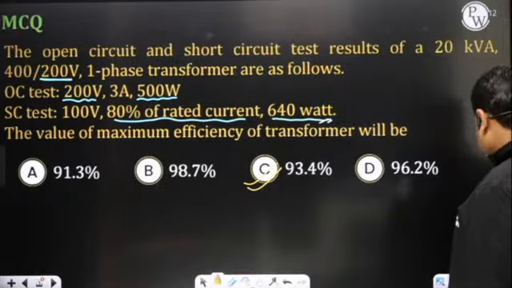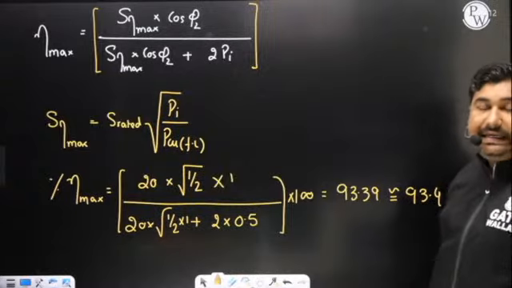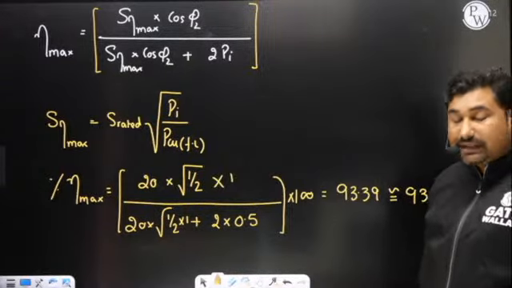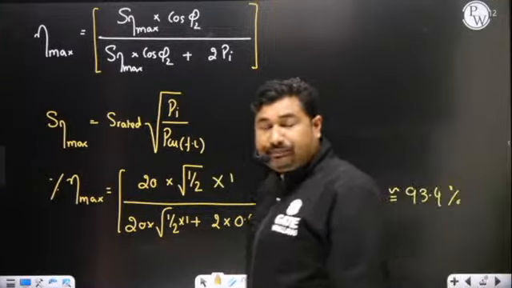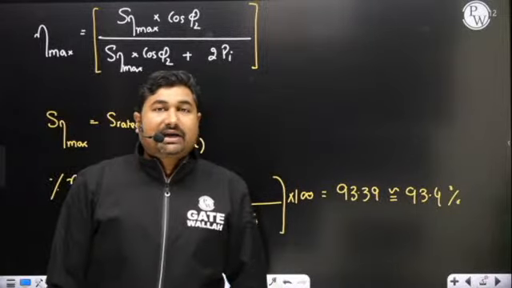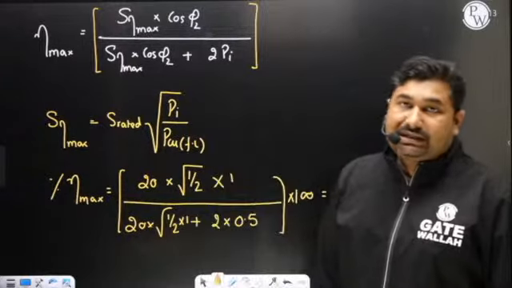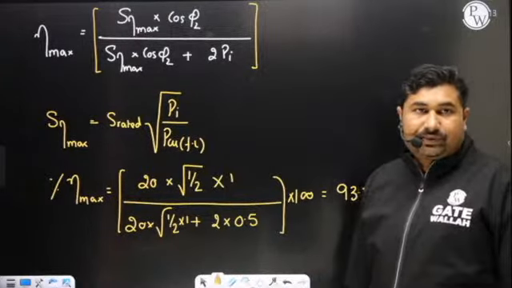Hoping up to this part everything is clear. Now you can easily solve questions based on transformer efficiency, the current at which efficiency is maximum, and in case the power factor is not mentioned, how to take the power factor for a maximum efficiency condition.